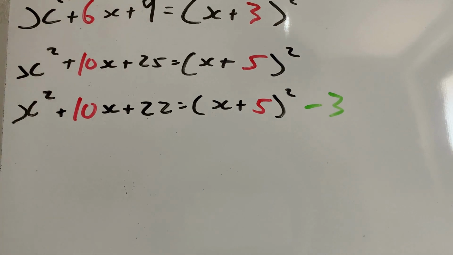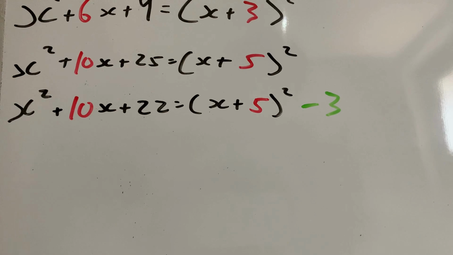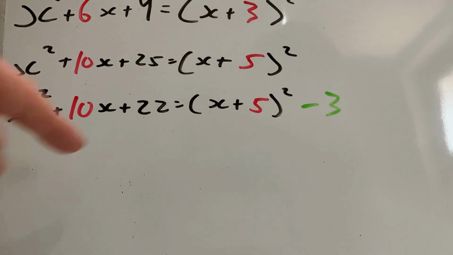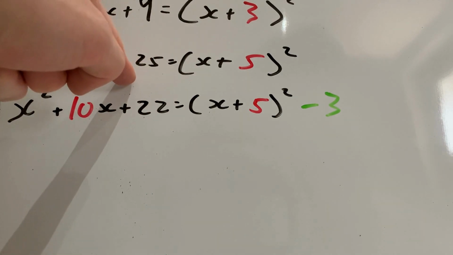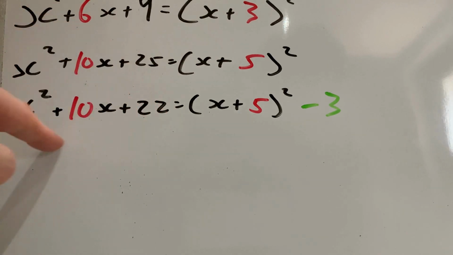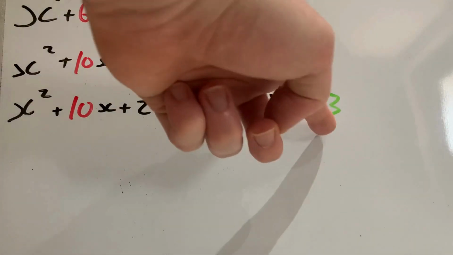And so that's what we're doing when we're completing the square. We're using what we know, that x plus 5 squared is going to be x squared plus 10x plus 25. And we're going to adapt it to what we've been given. Say plus 22. Well, we say, well, we're going to want to take off 3 here.